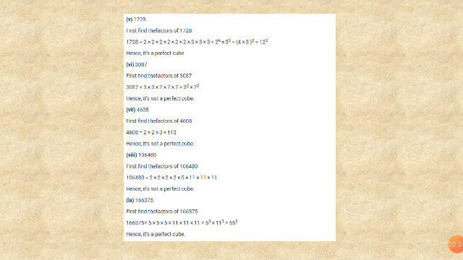Next, 4608. Same method of prime factorization. Finding the factors of 4608: 2 into 2 into 3 into 3 and so on. It is not a perfect cube. Do the remaining sums yourselves.